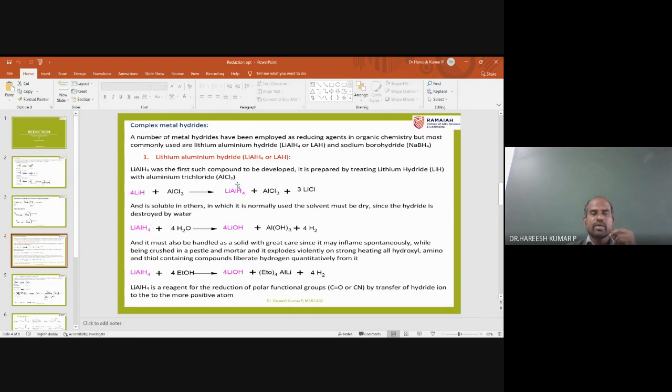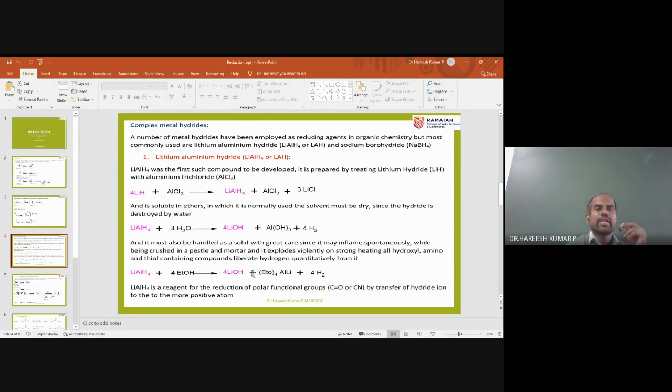But it readily reacts with water as well as ethanol. Otherwise, what we can say is that it has an acidic proton. So ethanol will act as a source of proton. That is the reason. So this is about the preparation and properties of lithium aluminum hydride.